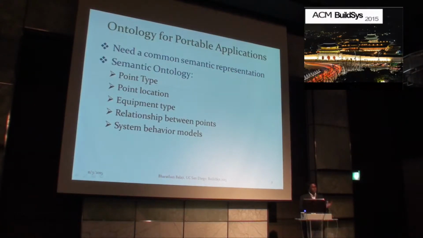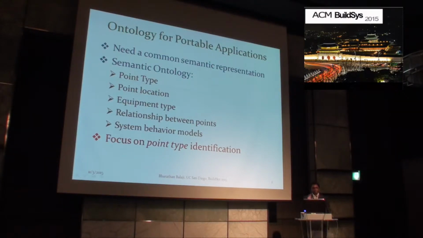When we are talking about creating a standard ontology, there are a lot of challenges that come with it. We need to know what the type of the point is, what the location of the point is, and what equipment the point is associated with. How do these different points relate to each other? What happens when a single control input changes, and how do these points behave? In this work, we're going to focus on just trying to define the type of the point.